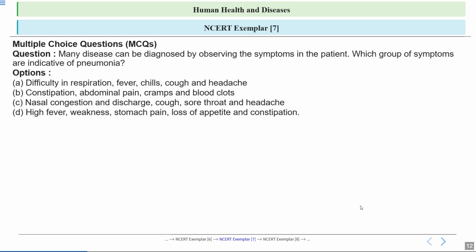Okay, next question. Many diseases can be diagnosed by observing the symptoms in the patient. Which group of symptoms is indicative of pneumonia? So the options are: option A, difficulty in respiration, fever, chills, cough, and headache. Option number B, constipation, abdominal pain, cramps, and blood clot. Option number C, nasal congestion and discharge, cough, sore throat, and headache. And option number D, high fever, weakness, stomach pain, loss of appetite, and constipation. What will be the correct answer?